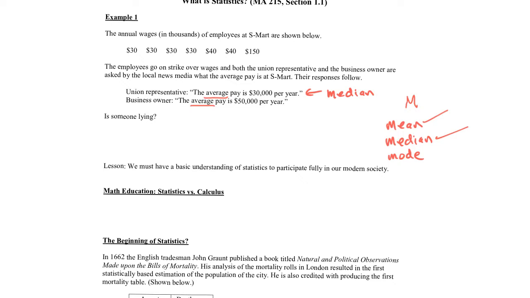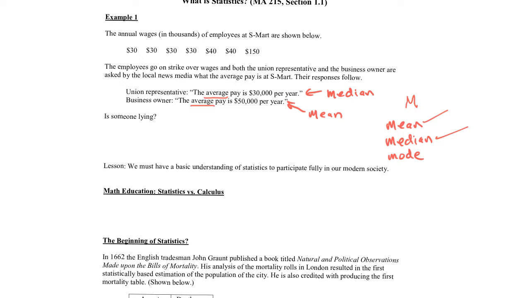Many of you will remember that when you find the mean, you add up all the numbers and divide by how many there are. If you add up all of these numbers and divide by 7, you end up getting the number 50, which represents 50,000. That number is the mean.